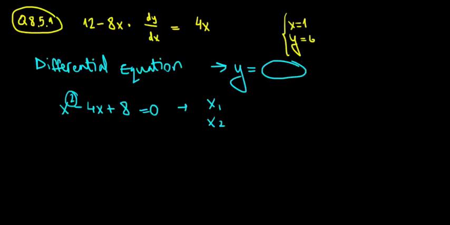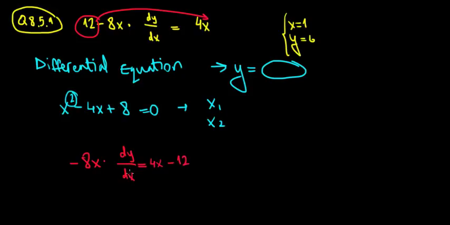We have the equation here, and we can see that we have the derivative of y with respect to x. So let's try and find out what is the derivative of y with respect to x only. If we take 12 to the other side, we would have minus 8x times the derivative of y with respect to x equals to 4x minus 12. Now let's keep dy dx on one side, so we would divide by minus 8x. We would divide the other side by minus 8x, so we'd have 4x minus 12 divided by minus 8x.